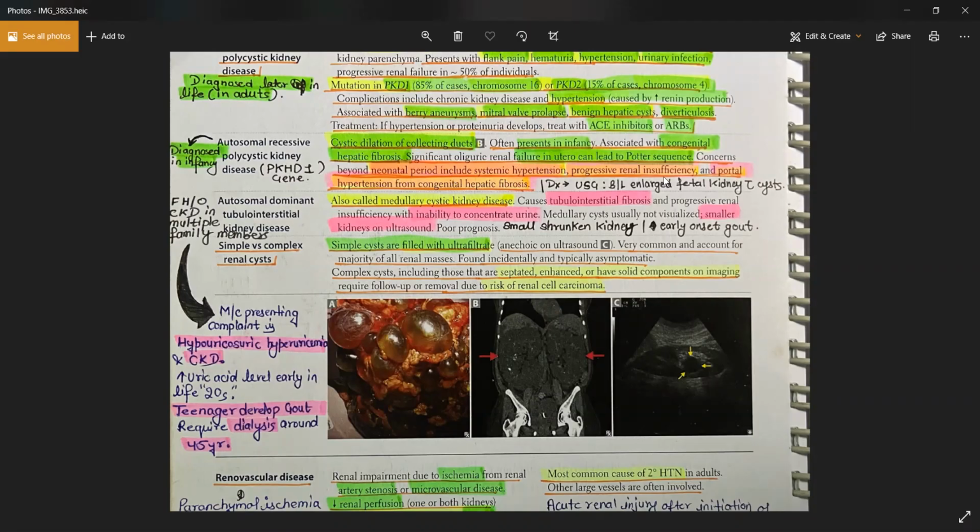Progressive renal insufficiency will happen as the patient grows, along with portal hypertension from the hepatic fibrosis. So these are the findings you will see in autosomal recessive polycystic kidney disease. It is diagnosed in infancy. You do an MRI or CT of the patient and find these cyst-like structures in the kidney bilaterally. It must be bilateral. A nodular appearance will be seen on CT or MRI, and on gross findings you will see these kinds of cysts.